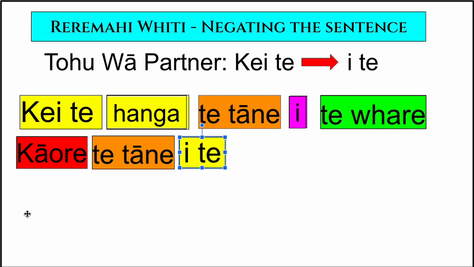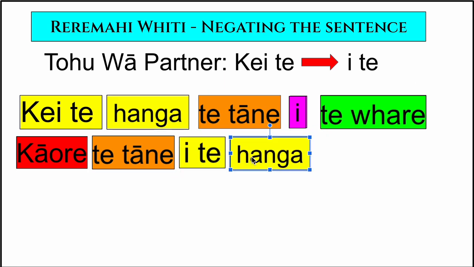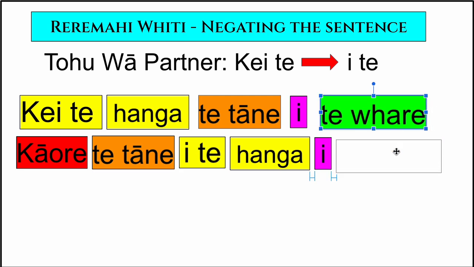The tūmahi then moves to the end of this part of the sentence. So the tūmahi is hanga. So we have kāore te tāne i te hanga, the man is not building. The last thing we need to do is add the pūhono, which is i, and the taunga, the object of the sentence, which is te whare.